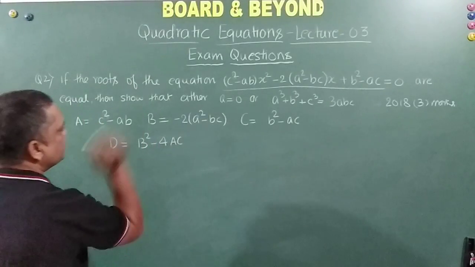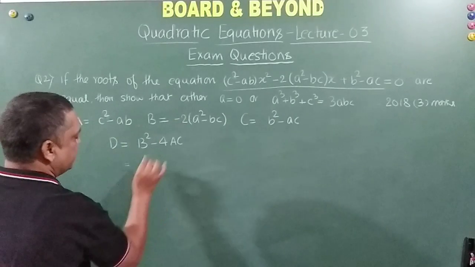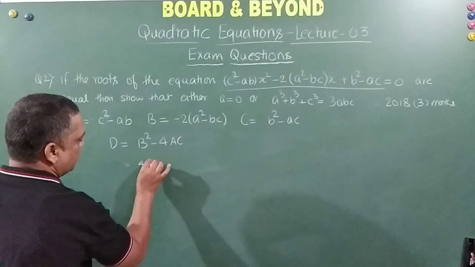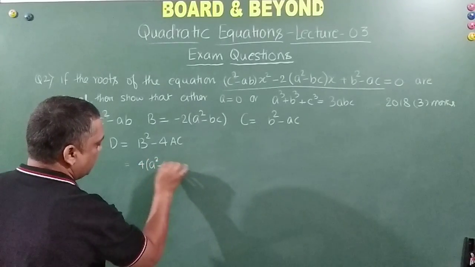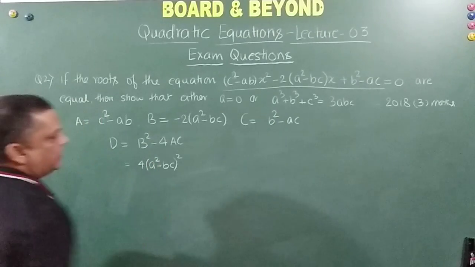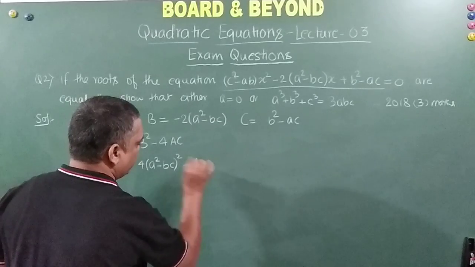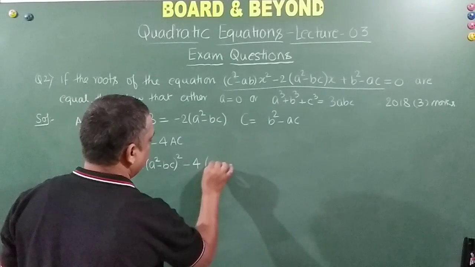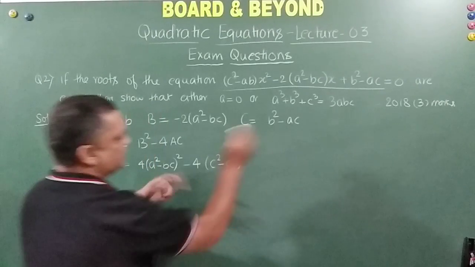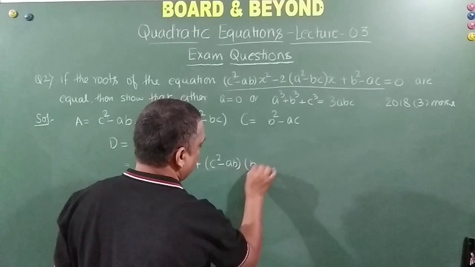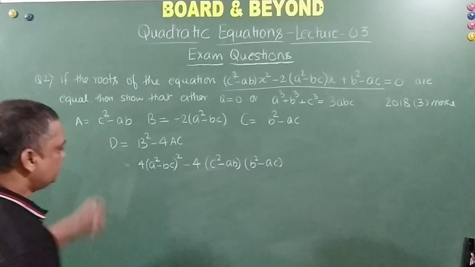So B square, how much is it? Since this is a square, I will just write plus 4 here. Is it okay to you all? Because I have just squared it. Minus 4 into A, which is c square minus ab, into C, that is b square minus ac. Right friends?